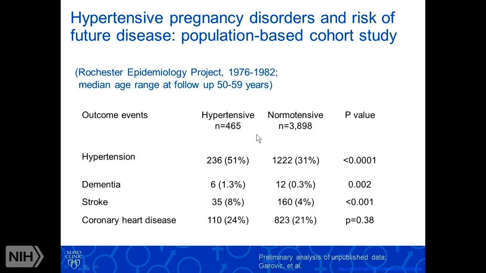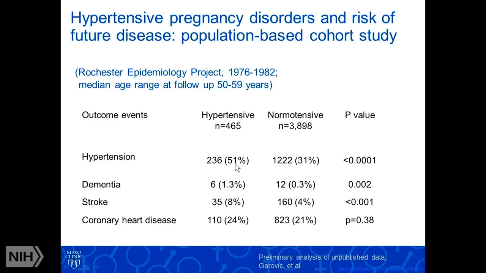With my colleagues Vesna Garovic and Michelle Milkey, we looked at the Rochester Epidemiology Project, which is a medical record linkage system where we're able to evaluate what's documented in the medical record in the population that lives in Olmsted County. They evaluated hypertensive pregnancy disorders relative to future cardiovascular disease. So these were women who gave birth between 1976 and 1982, and we're now pulling their records to see what happened to them in the intervening years, but they're now in their mid-50s. The hypertensive pregnancy disorders were defined as preeclampsia, and these were medical codes that were pulled from the records.